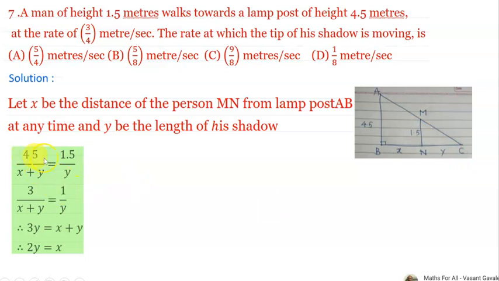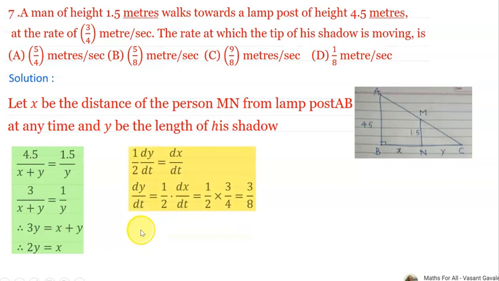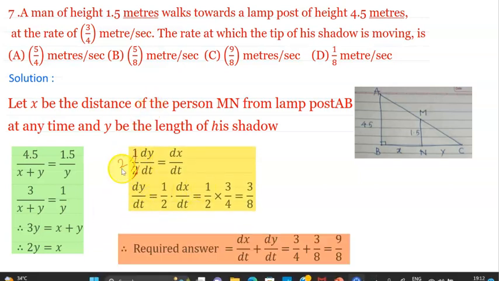After substituting these values and simplification, you will have 3 upon x plus y is equal to 1 upon y. And after simplification, 3y is equal to x plus y. Therefore, 2y is equal to x. And therefore, 2 into dy by dt is equal to dx upon dt. And hence, dy by dt is equal to 1 upon 2 into dx upon dt.